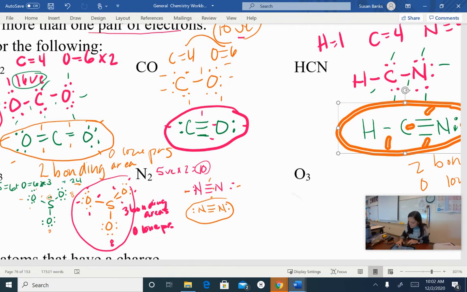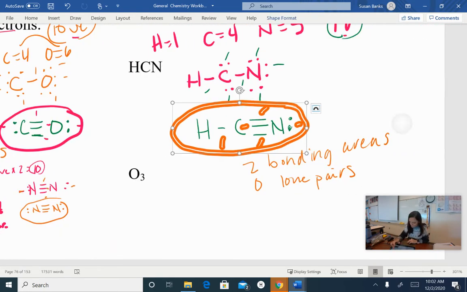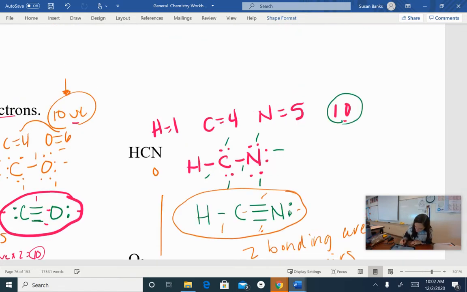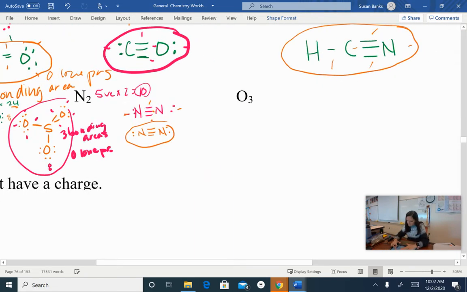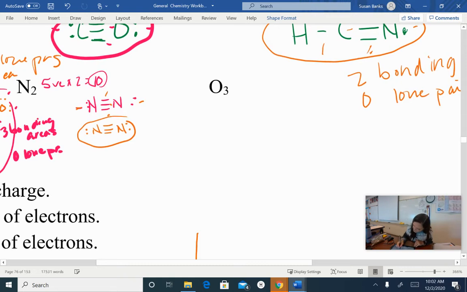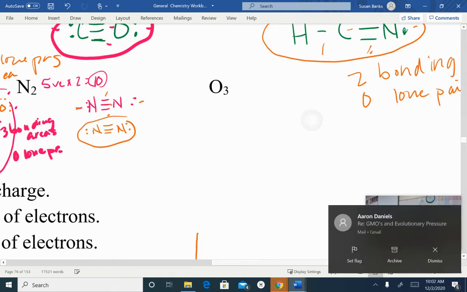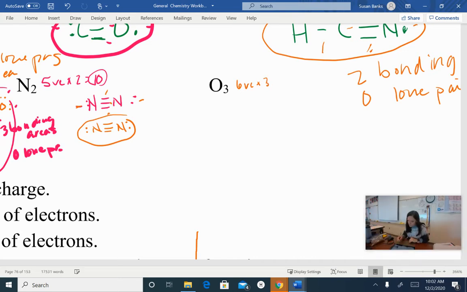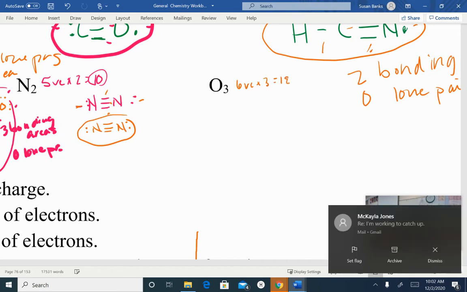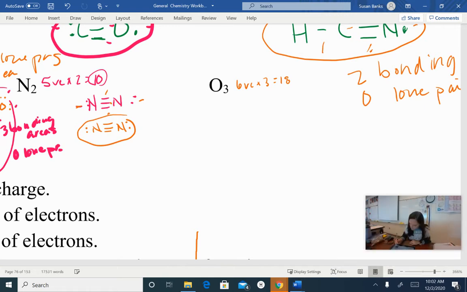So ozone is 3 oxygens. So oxygen, this really doesn't want to write. Oxygen has 6 valence electrons, and I've got 3 of them. So 6 times 3 is 18. Okay, so oxygen has to be in the middle. There's no other way because all I have is oxygen.